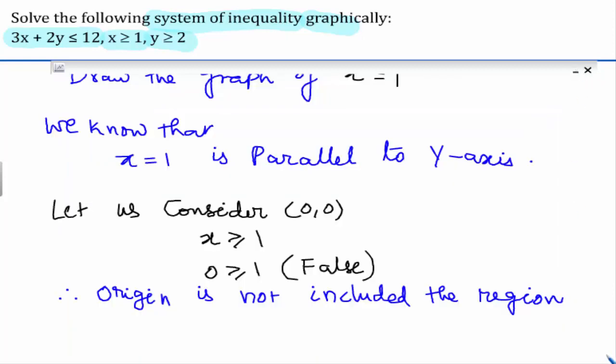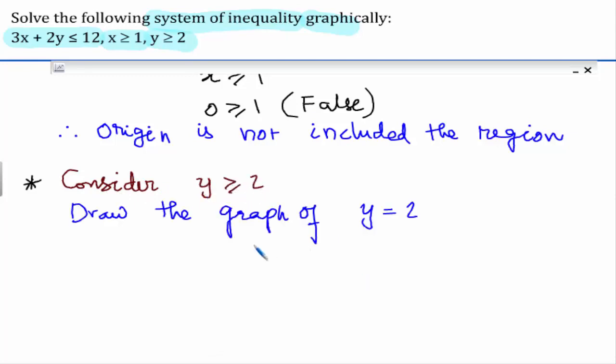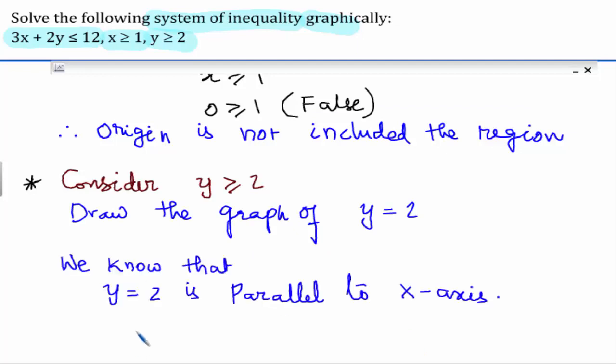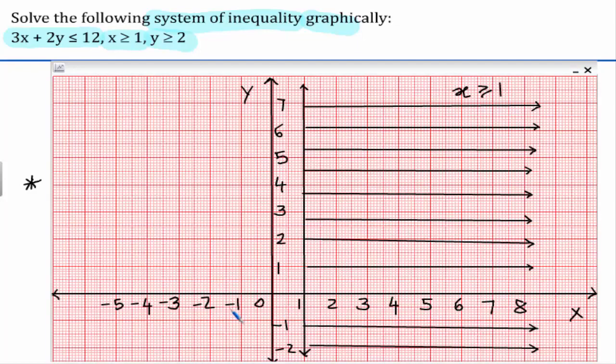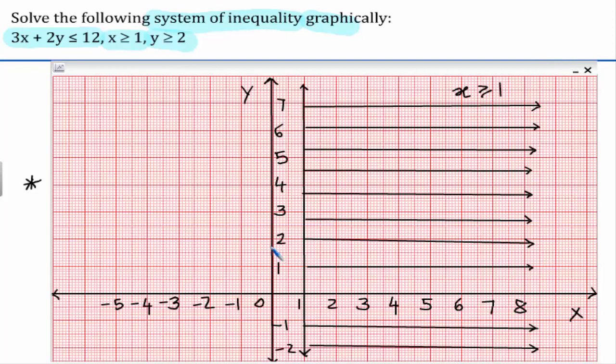Now let us consider the second one, which is y greater than or equal to 2. Here we have to draw the graph of y is equal to 2. Now we know that y is equal to 2 is parallel to the x-axis and intersects the y-axis at 2 units. That means here. Now let us draw the graph. Here is the line passing through 2.